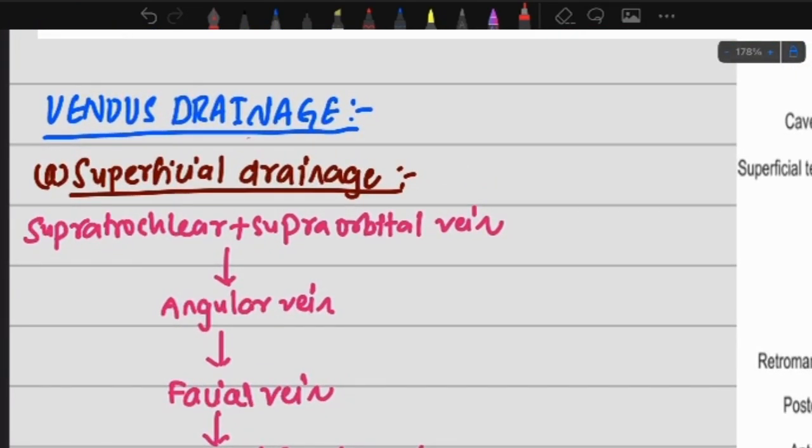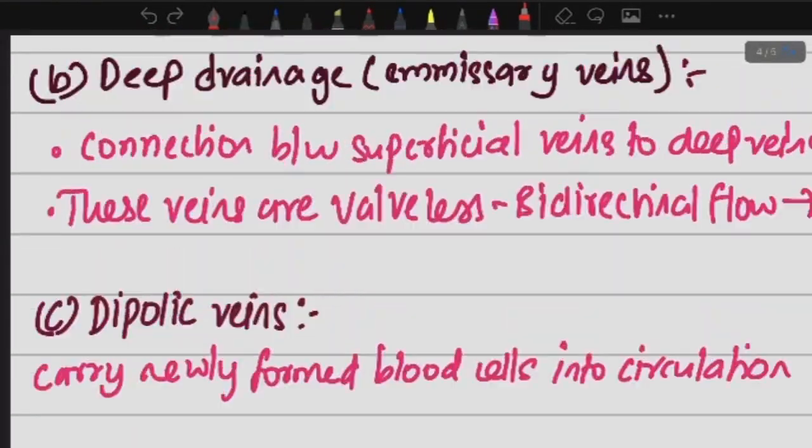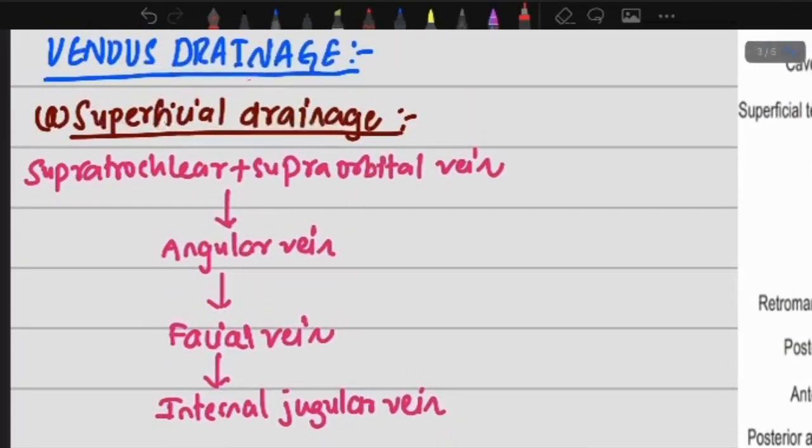Now let us talk about the venous drainage of the scalp. It can be studied as superficial drainage, deep drainage and the diploic veins. First we'll talk about the superficial drainage. We have studied the supratrochlear artery and the superficial temporal artery. Similarly here we have the supratrochlear vein and supraorbital vein. Veins follow arteries, right? If the artery is named, the vein will be named the same.